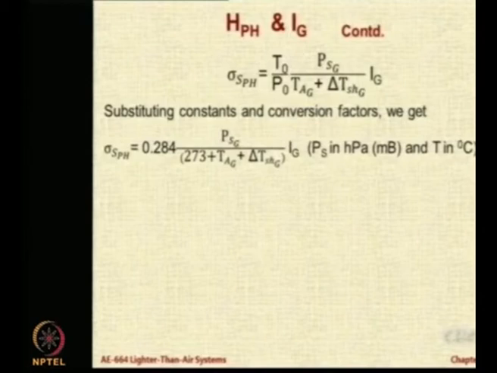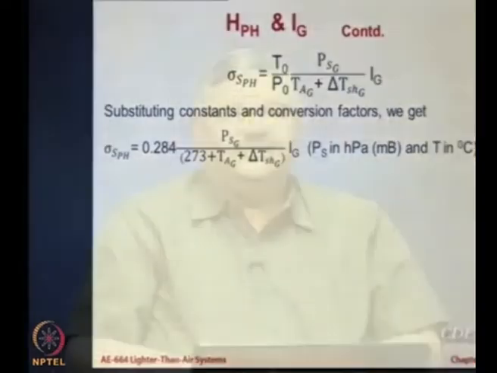Let's say you are operating your airship from some place. So you know the pressure at that place, PSG. You also know the TAG, temperature at that place. And you also know the superheat, the temperature increase because of superheat. So I assume that I have a temperature sensor inside the envelope. I keep this airship on the ground for a long time and I find that because of the heating of the sun, there is some temperature increase of the gas. So when I know all these things, what do I get? Sigma SPH. You will get sigma SPH if you know the value of IG.